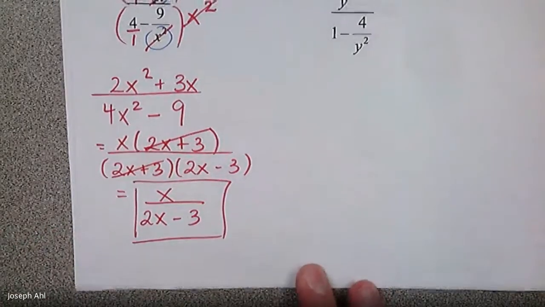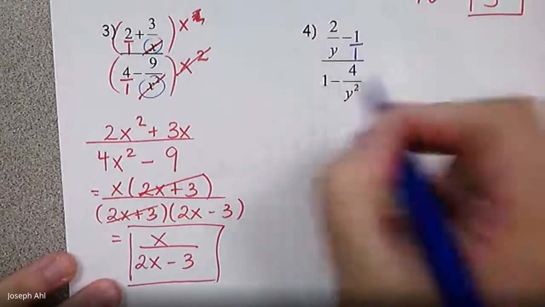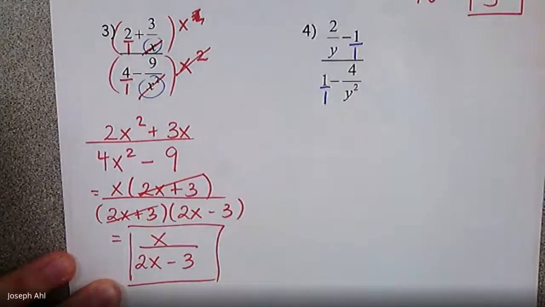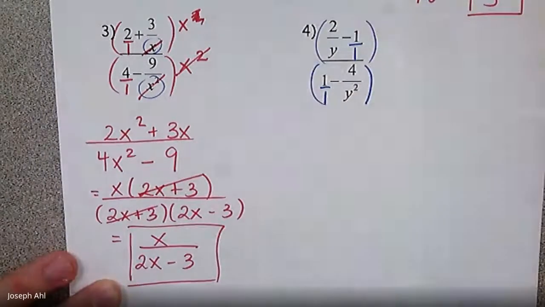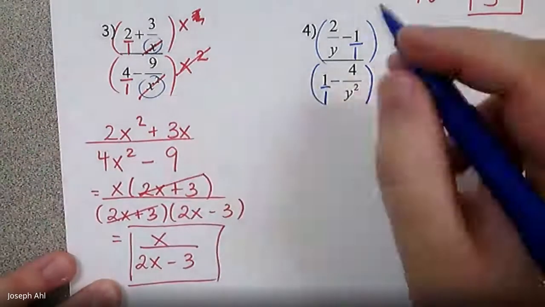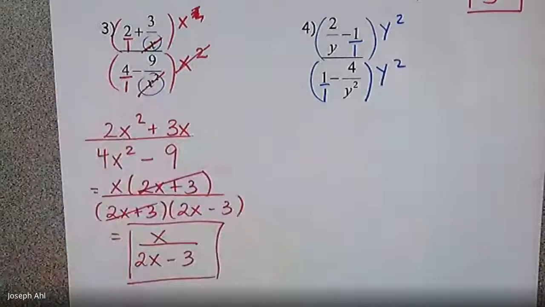All right, one more kind of similar to that. Number 4, we have 2 over y minus 1, and then 1 minus 4 over y squared. Again, if you like the look of putting those 1s over 1s to make everything look like a fraction, completely up to you. But we're going to multiply through by the LCD on top and bottom. LCD in this one is y squared. It's a pretty similar looking example to number 3, so hopefully it was easy for you to identify that LCD in this one.